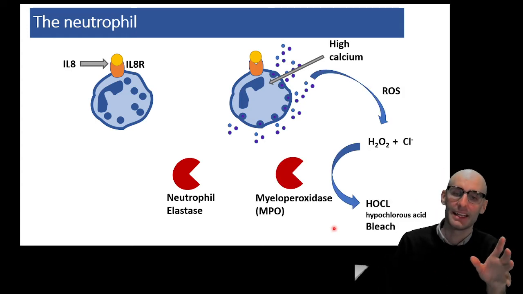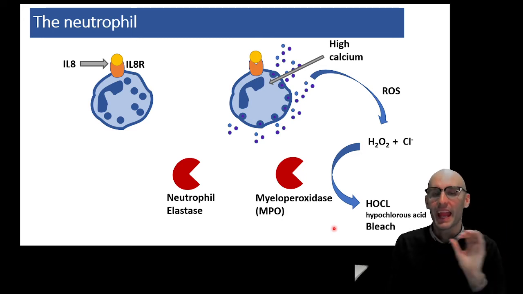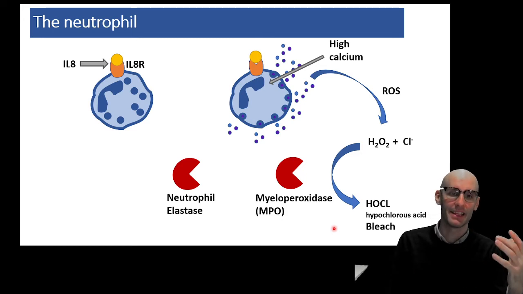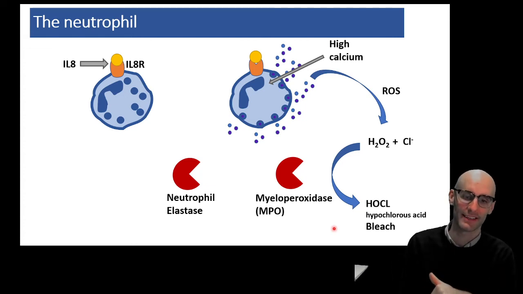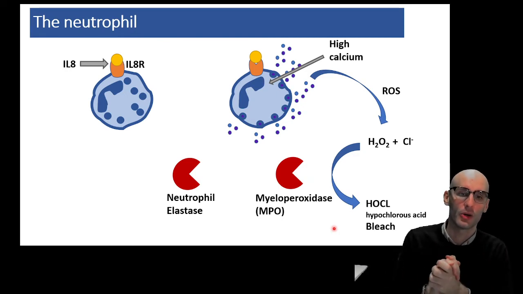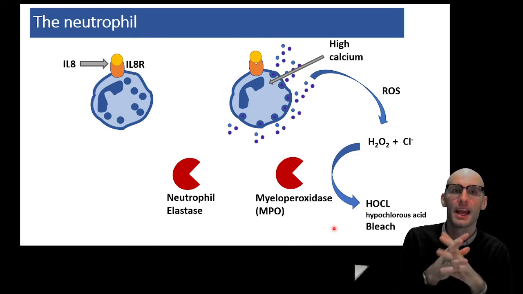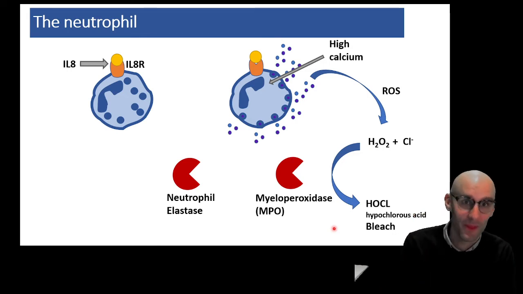Another enzyme in there is myeloperoxidase, or MPO. Just remember the acronym there. MPO is an enzyme in there. It does a very cool thing. It creates bleach. Hypochlorous acid is bleach, so this enzyme creates bleach. Now, bleach is an incredibly reactive molecule. It's a reactive oxygen species. And so reactive molecules react with other molecules, right?